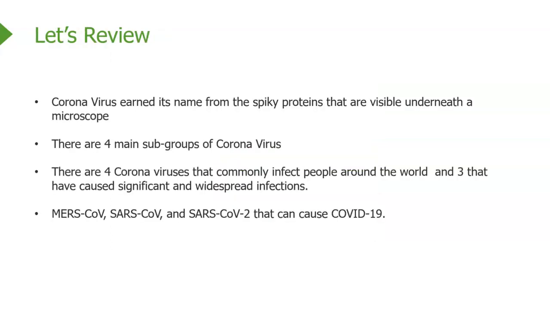All right, thanks for hanging with me. Now let's review. Coronavirus earned its name from the spiky proteins that are visible underneath a microscope. There are 4 main subgroups of coronavirus, and there are 4 coronaviruses that commonly infect people around the world and 3 that have caused significant and widespread infections. MERS-CoV, SARS-CoV, and SARS-CoV-2 that can cause COVID-19.